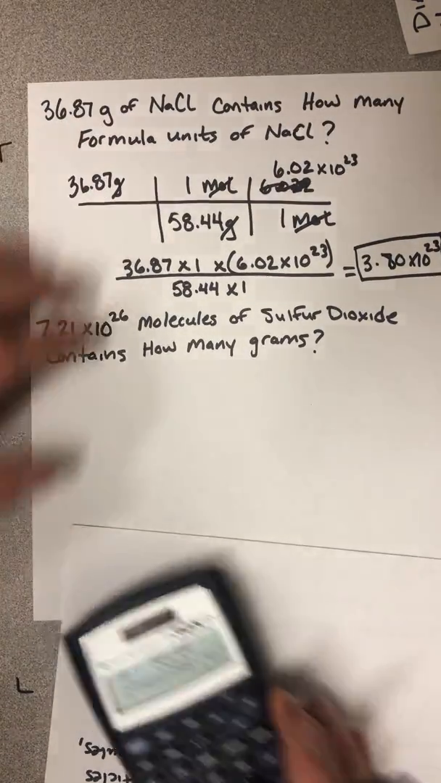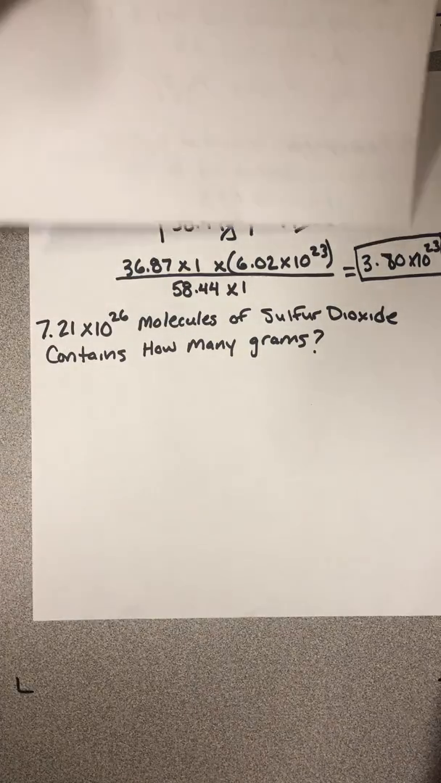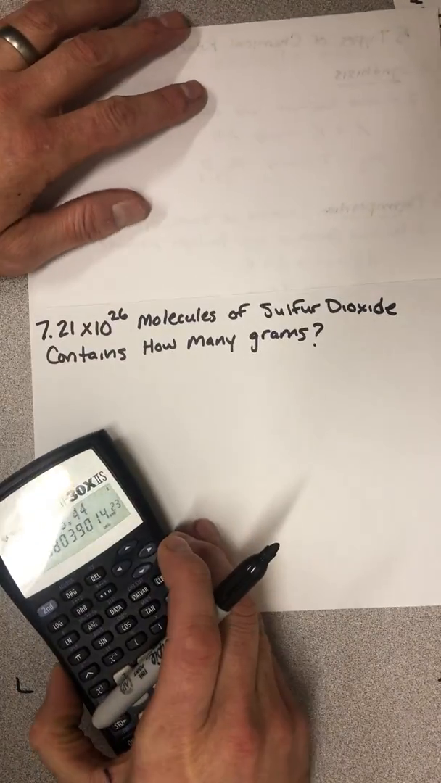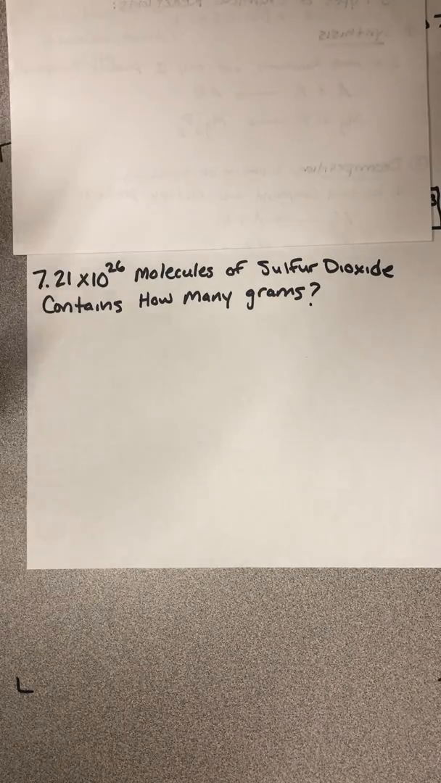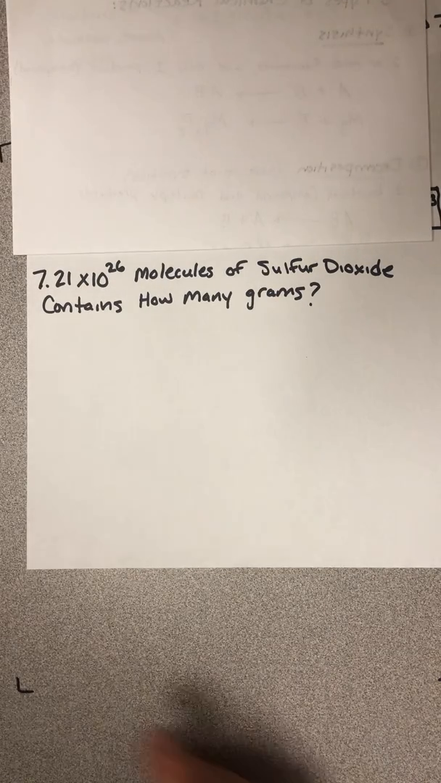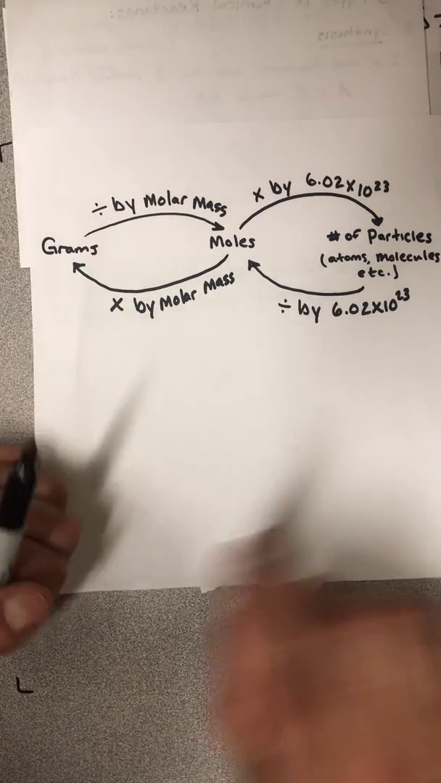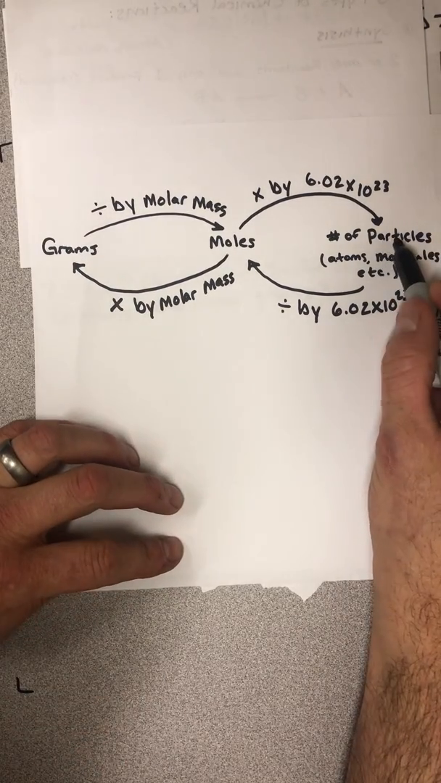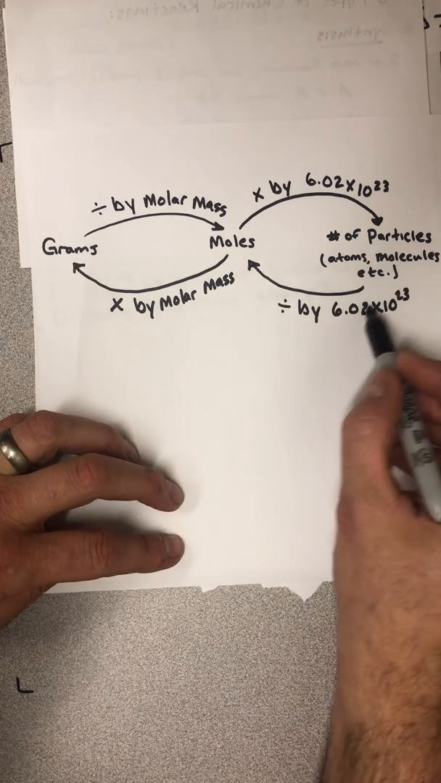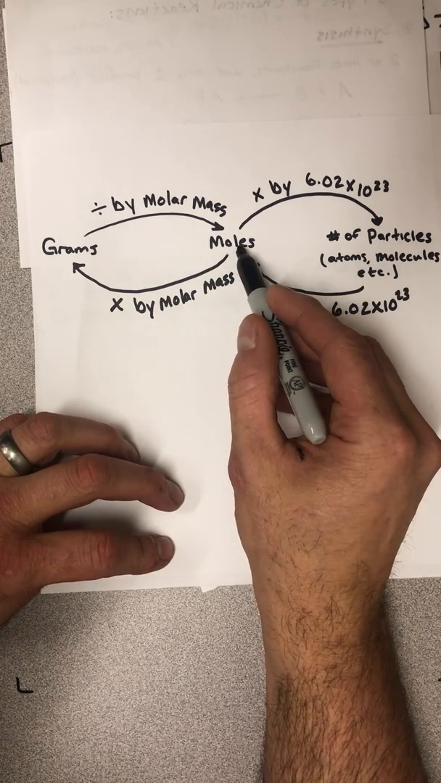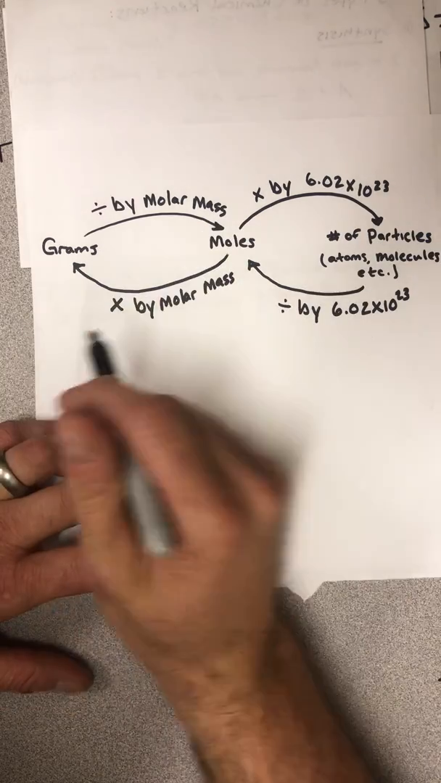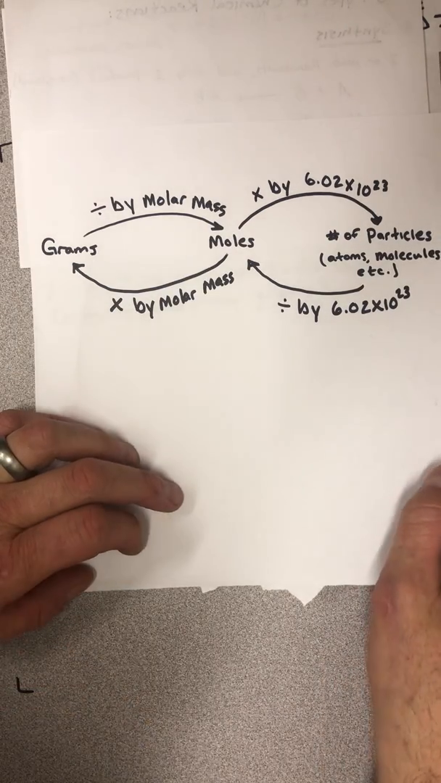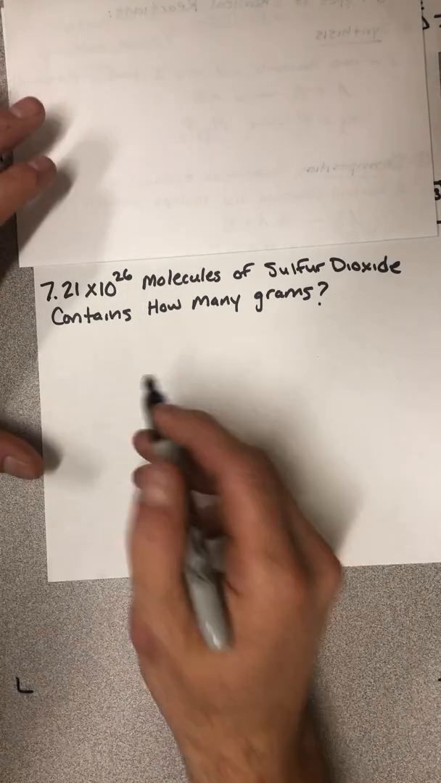Here's another one where we're actually starting with a number of molecules, and we'll work our way back to grams. And so here, if you remember the subway map, we're going to be starting at this number of particles, which will then divide by Avogadro's number to get to moles, and then multiply by molar mass to get to grams. We can do that in one problem, just like we did the last one. Okay, so here's how we start.